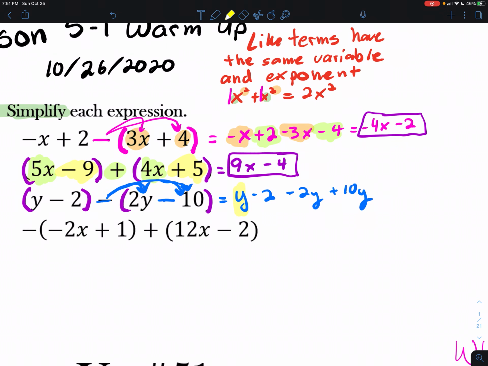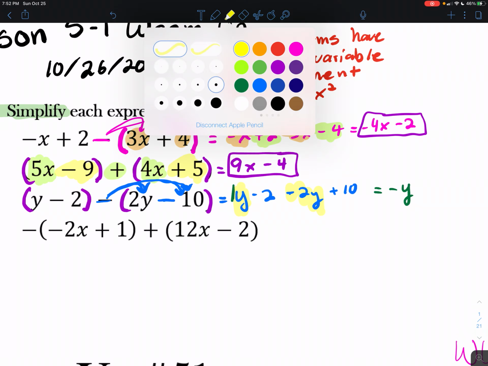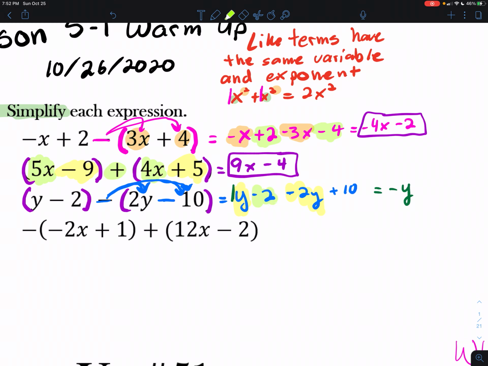So now I have y and minus 2y, which is going to equal negative, oops, I messed up right there. That should just be 10. Sorry, y minus 2y is going to be negative y, because it's like 1 minus 2. And then negative 2 plus 10 is going to give us an 8. So I have negative y plus 8.